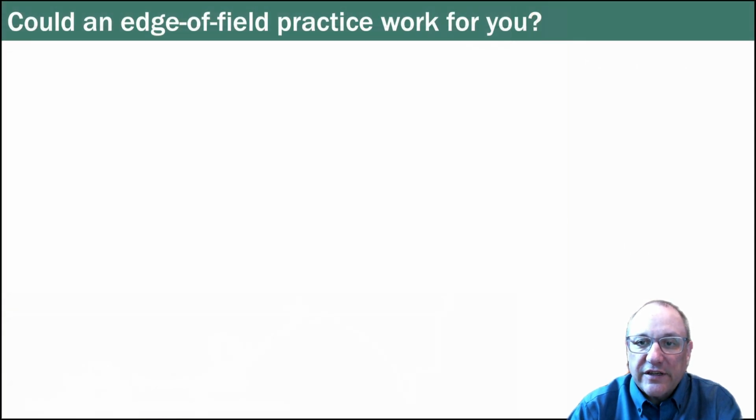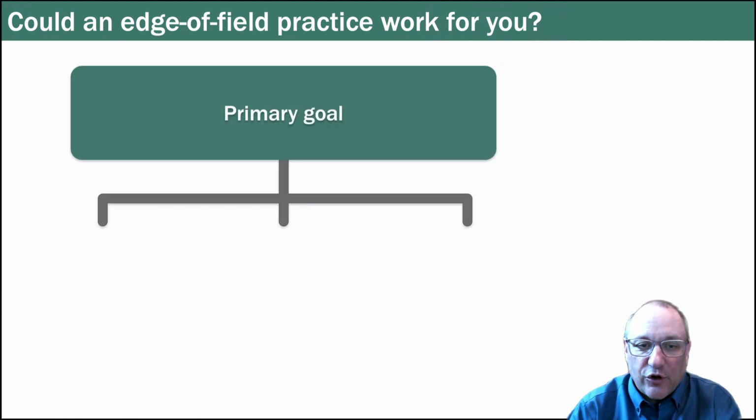The first decision tree is used to help narrow down practices based on how well they'll meet or match the farmer or landowner's goals. So it starts by asking what their primary goal is.